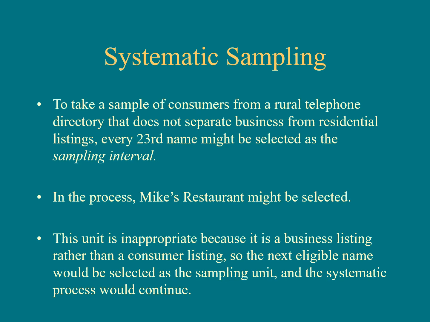Systematic sampling. To take a sample of consumers from a rural telephone directory that does not separate business from residential listings, every 23rd name might be selected as the sampling interval. In the process, Mike's Restaurant might be selected. This unit is inappropriate because it is a business listing rather than a consumer listing. So the next eligible name would be selected as the sampling unit and the systematic process would continue.